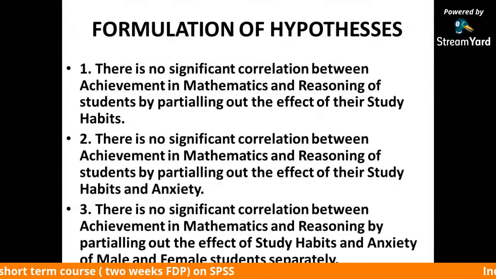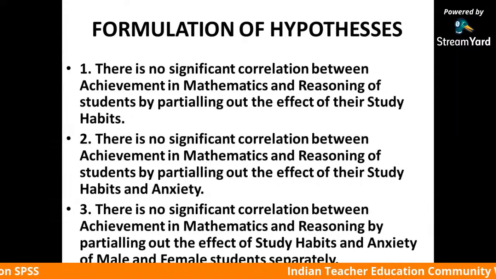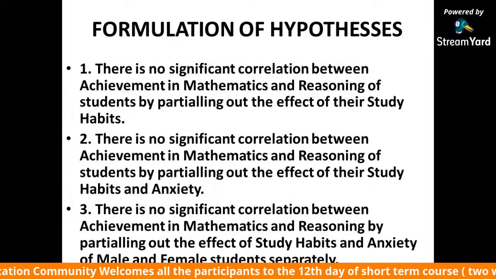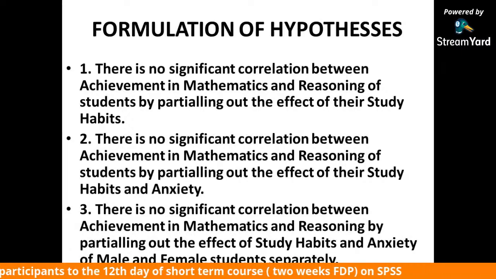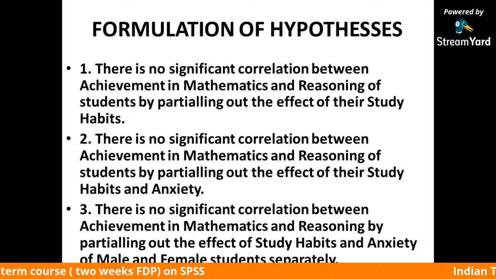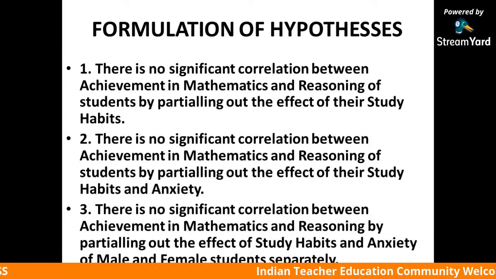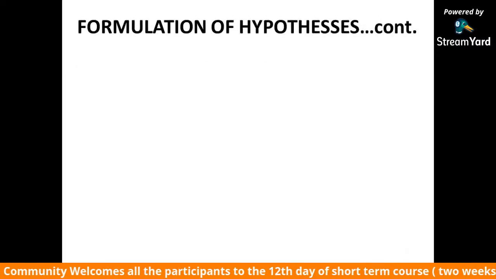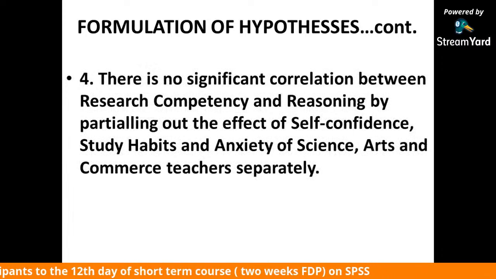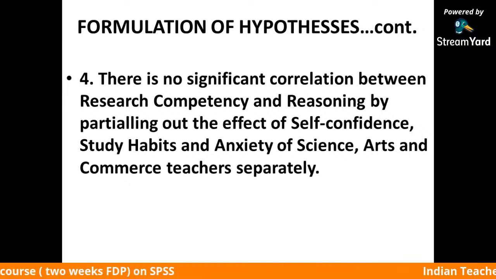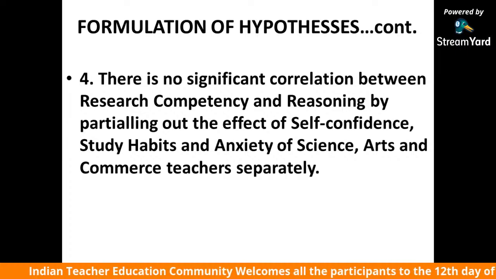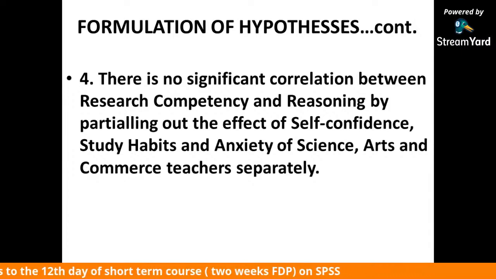So the objective is very specific, and now the hypotheses are also pinpointed. The third hypothesis is there is no significant correlation between achievement in mathematics and reasoning by parceling out the effect of study habits and anxiety of male and female students separately. For the fourth objective, the hypothesis is there is no significant correlation between research competency and reasoning by parceling out the effect of self-confidence, study habits, anxiety of science, arts, and commerce teachers separately.